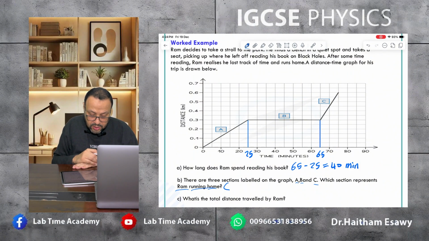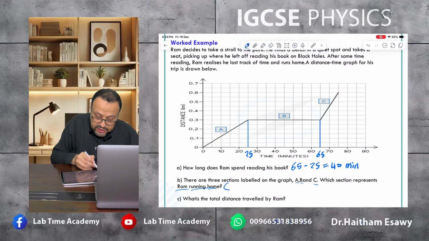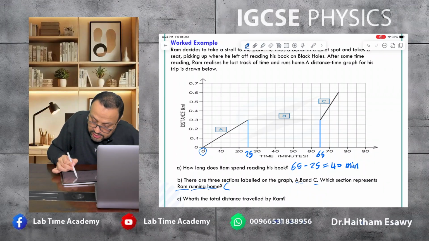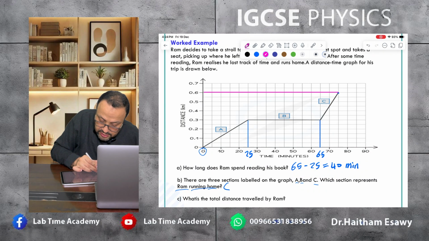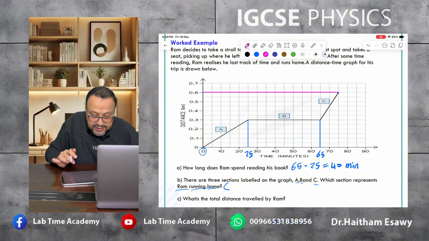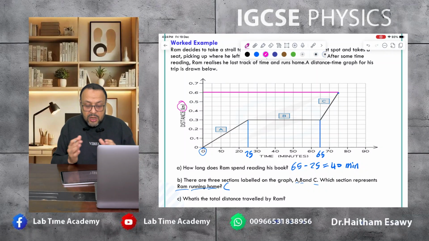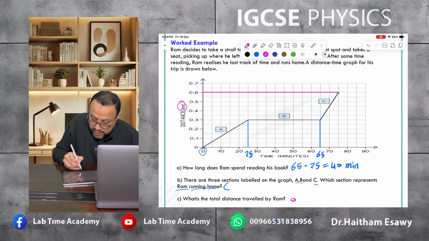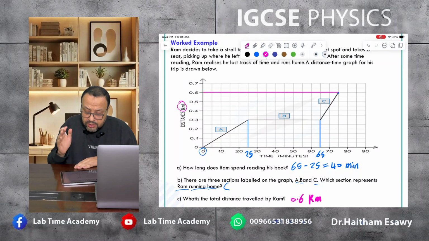C. What is the total distance traveled by Ram? Actually, the total distance starts from 0 and ends at this point. And this point represents the distance. Yes, 0.6 kilometer or meter? Take care, we have kilometer. So we have 0.6 kilometer. If he asks me to convert into meter, you have to multiply by 1,000 to get it in meter.